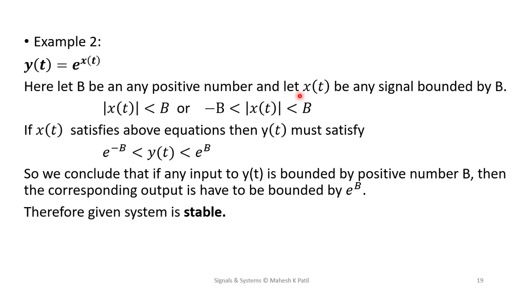let x of t be the input signal, and it is going to satisfy mod of x of t less than that positive number capital B, or if it satisfies mod of x of t lying in between minus B to plus B, then the output y of t must satisfy this condition: y of t must lie in between e raised to minus B to e raised to plus B. So if it satisfies this condition, then we can conclude that if any input x of t is bounded by a positive number B, then the corresponding output is bounded by e raised to B. So for the bounded input we are getting bounded output, therefore this given system is a stable system.